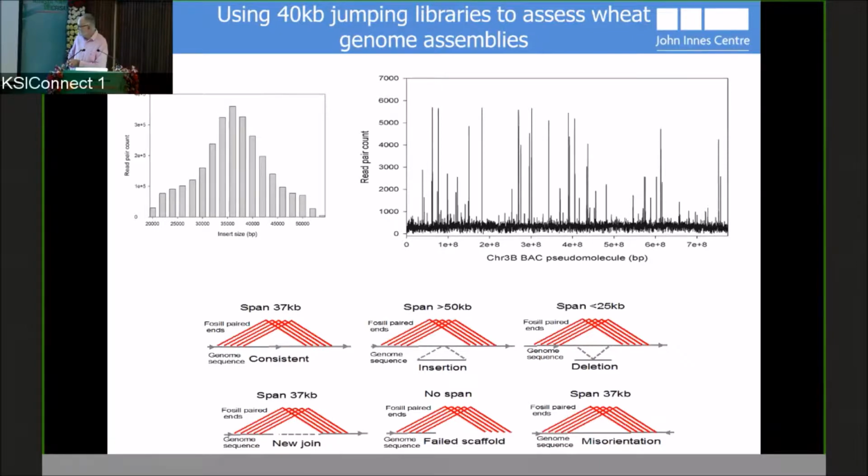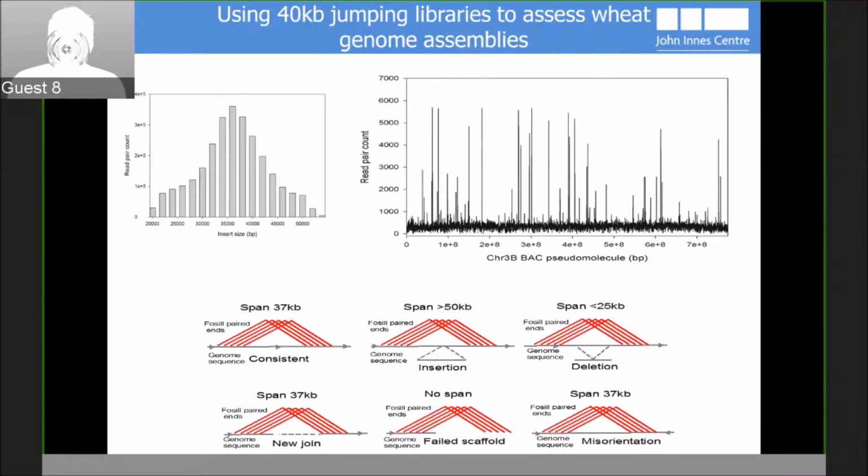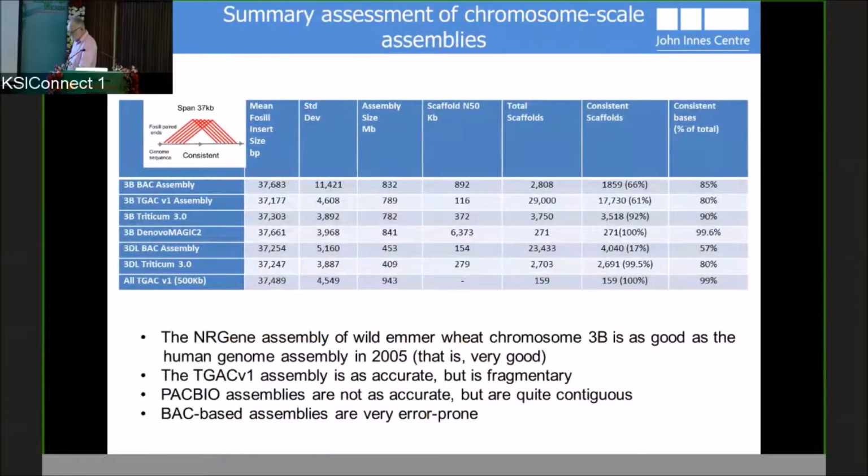So you run your fosmids at a reasonable read depth. So this is about 1x sequence depth across a genome. And when this matches with its following pair by around 37 kb, it's a consistent match. If the span expands, there must be an incorrect insertion. And if it's contracted, there must be an incorrect deletion. You can also make new joins. You can identify failed scaffolds and misorientation, with your fosmid ends in the correct orientation.